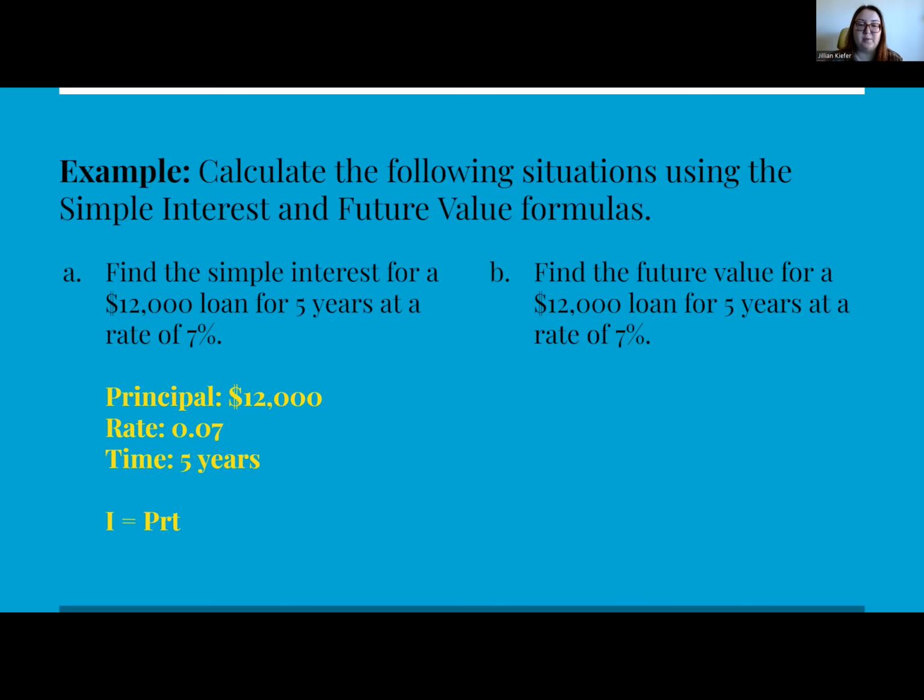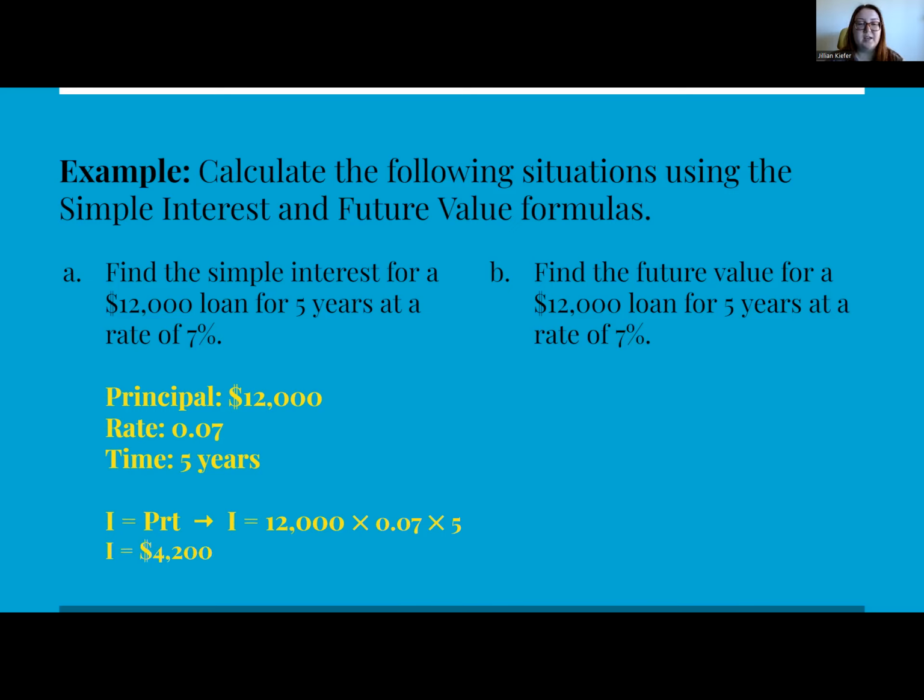Principal is 12,000, rate is 0.07, the time is 5 years, and we have interest equals principal times rate times time. So we plug our values in. We say our interest is equal to the principal, 12,000, times the rate, 0.07, and the time, 5. So we multiply these values together, put it in our calculators to get that the interest should be $4,200.